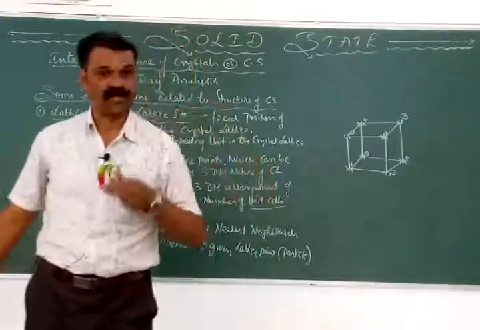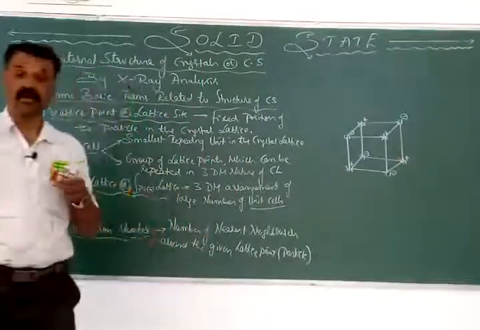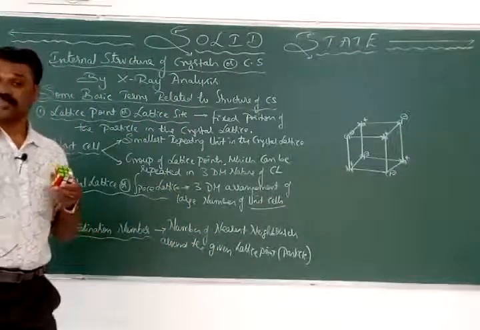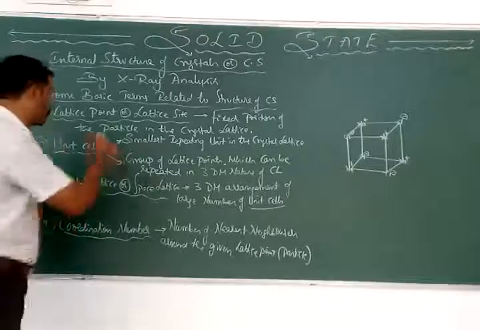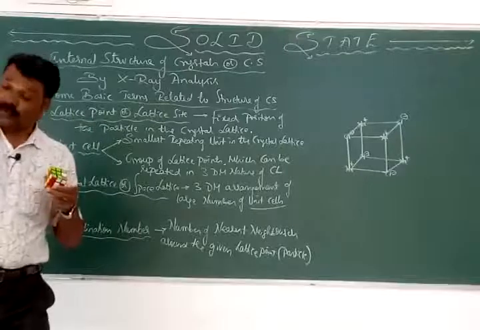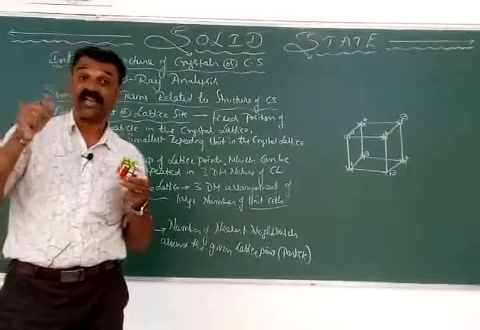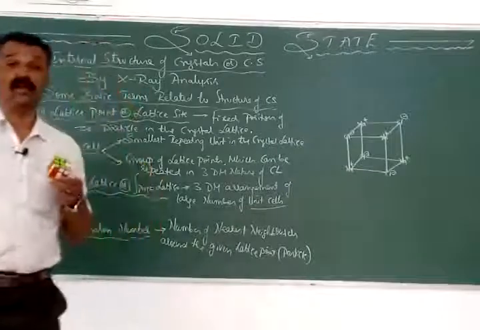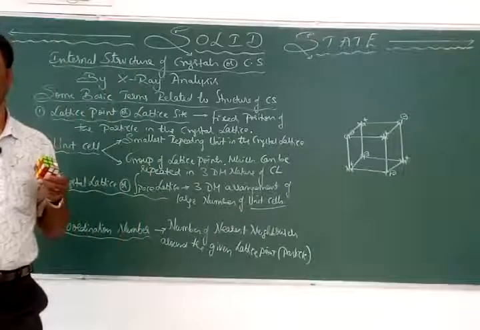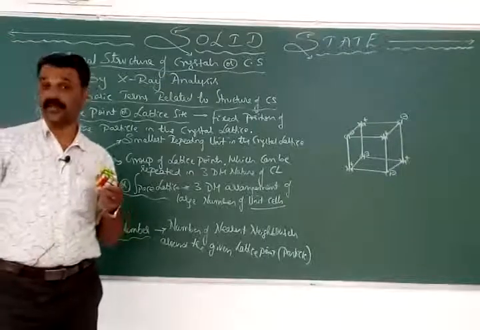Therefore, how many nearest neighbors with respect to this one are there? It is found to be what number? The coordination number. Means if I select one particular point, that point is also called what point? Lattice point. It is also called lattice site. To that, how many nearest neighbors are there around each particle? That is considered to be the coordination number.